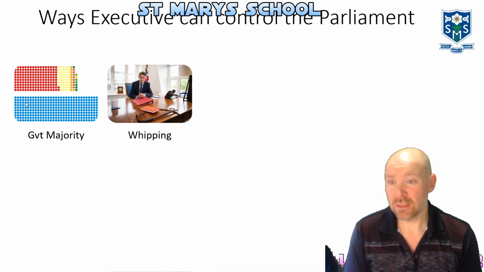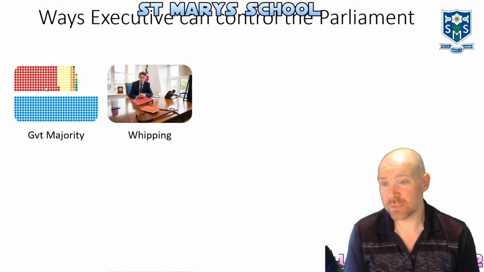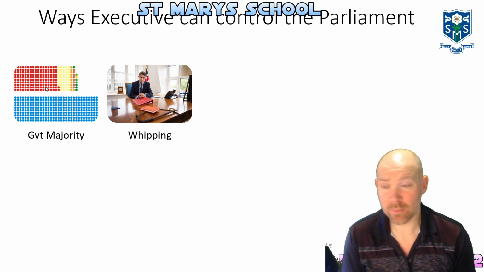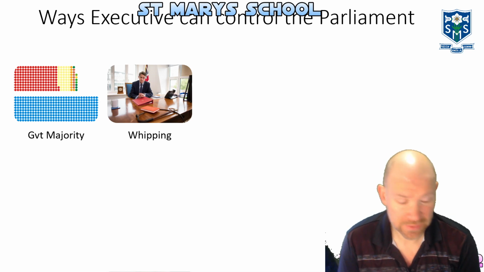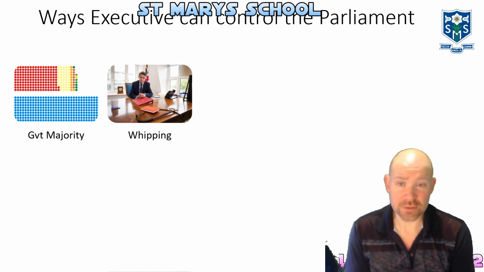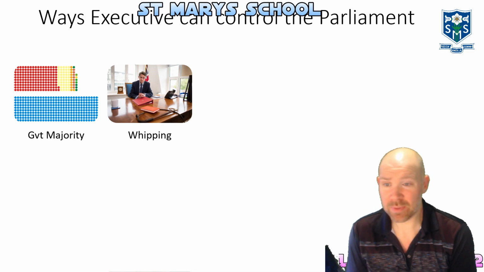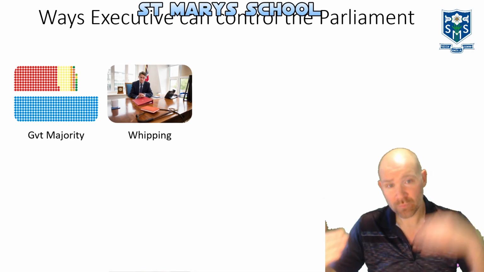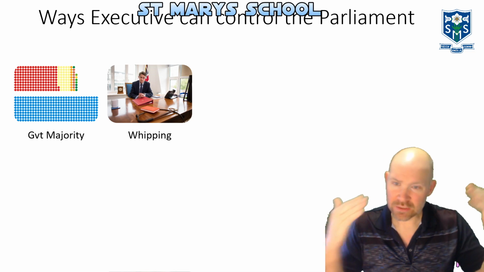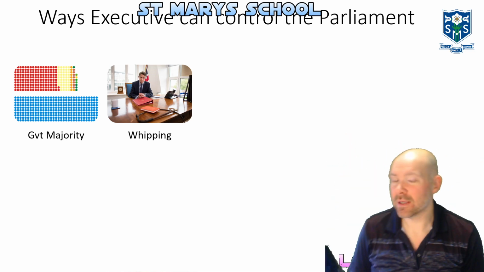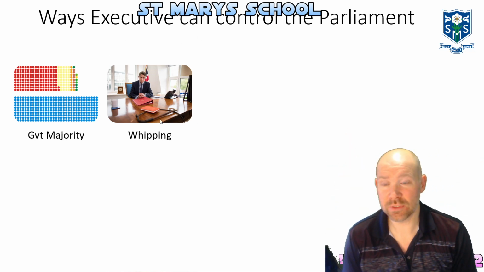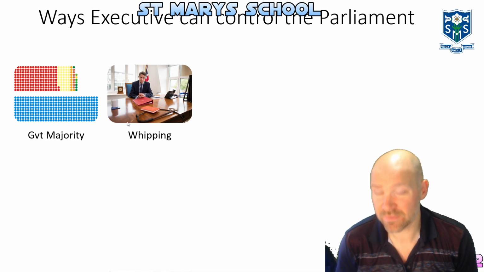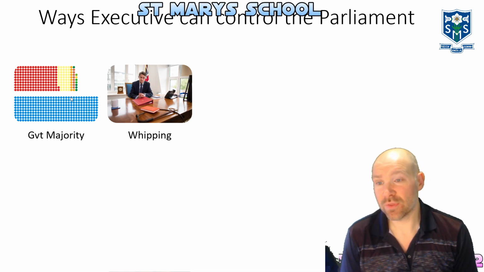Linked to that, of course, on both sides, each one of these blobs here represents a real human being, a real member of parliament who has their own thoughts, opinions, beliefs, ideologies, etc. And at any point, that MP can vote with the government or against the government. But the whips over there, it is their job to try to the best of their ability to ensure that each MP votes with their particular party.